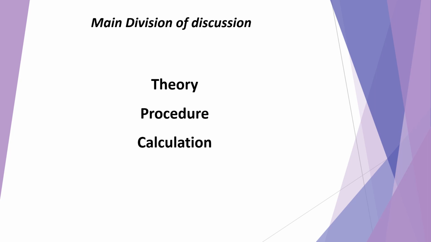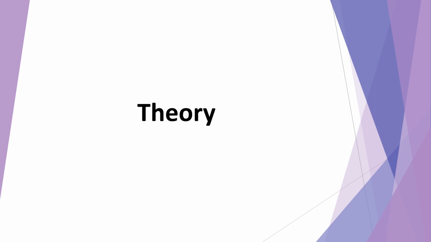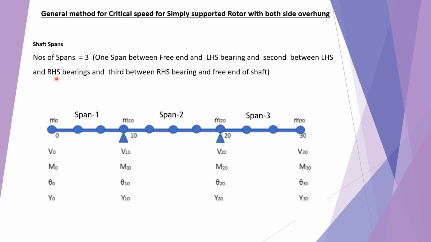However, the discussion is broadly divided in three categories. One is theory part, another is procedure, where we know what are the steps to be followed for calculation of critical speed. And finally, this is the calculation part where we'll use an example to find the critical speeds of the rotor. So this is the theory part, and this is general method.